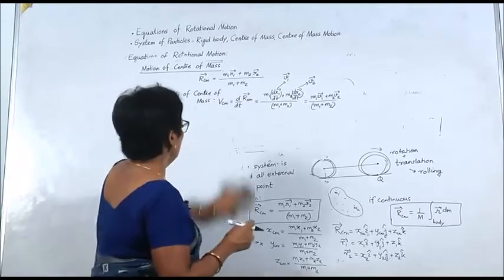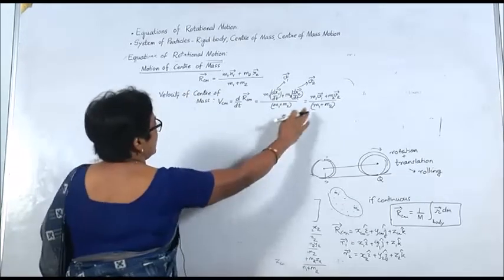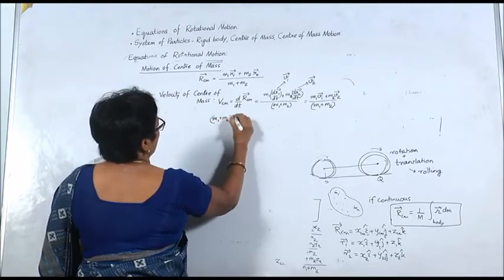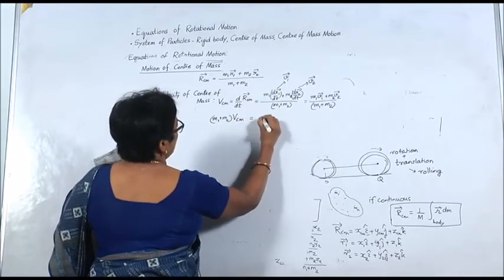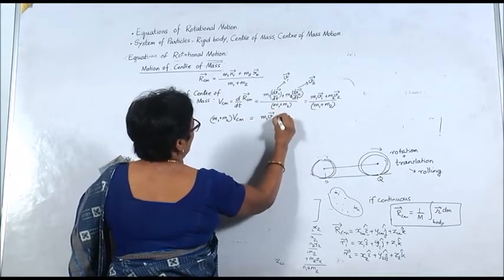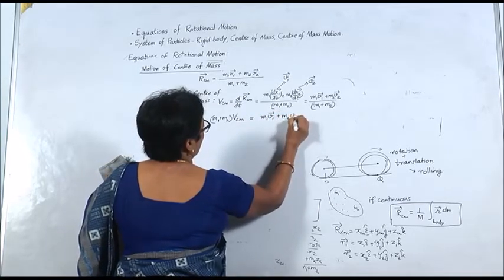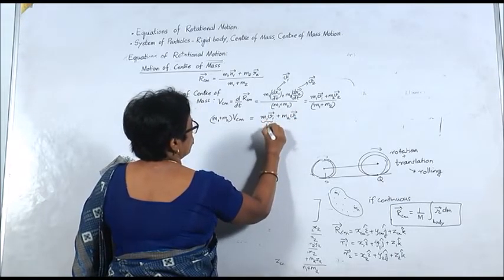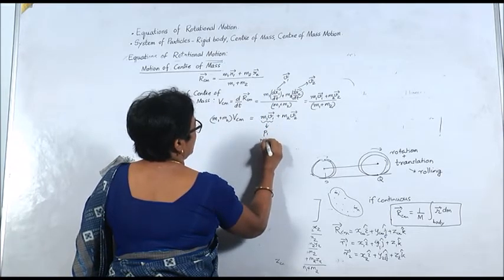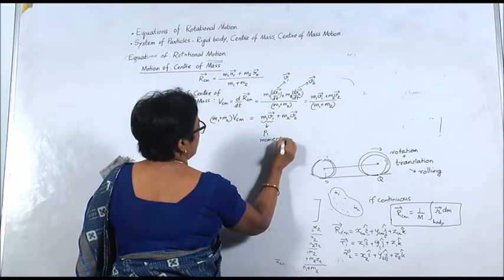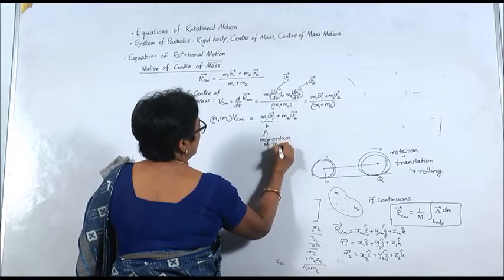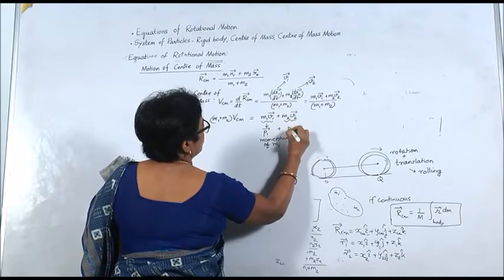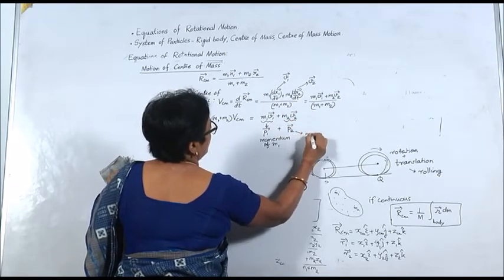That means, if I take this to this side, m1 plus m2 times velocity of center of mass is equal to m1 v1 plus m2 v2. Now, you also know mass into velocity is momentum. So, this is P1, the momentum of particle 1, m1 v1, and this is a vector. This product is P2, the momentum of particle 2.